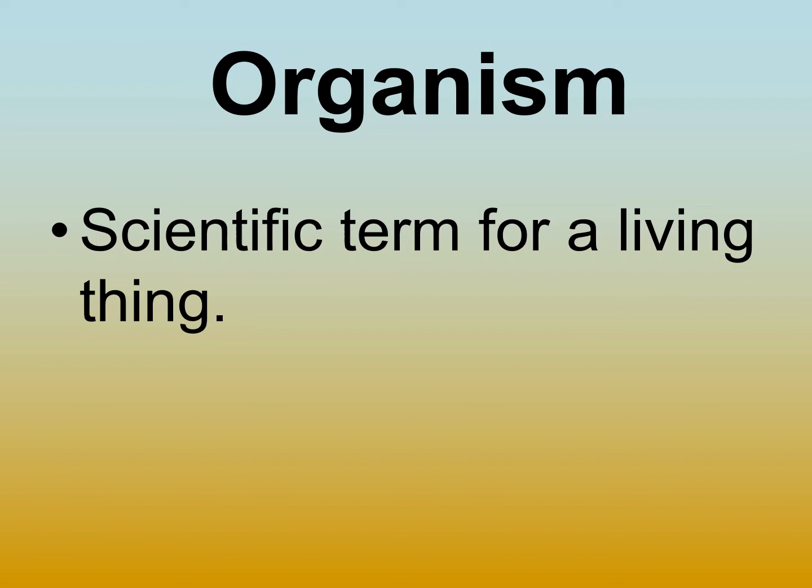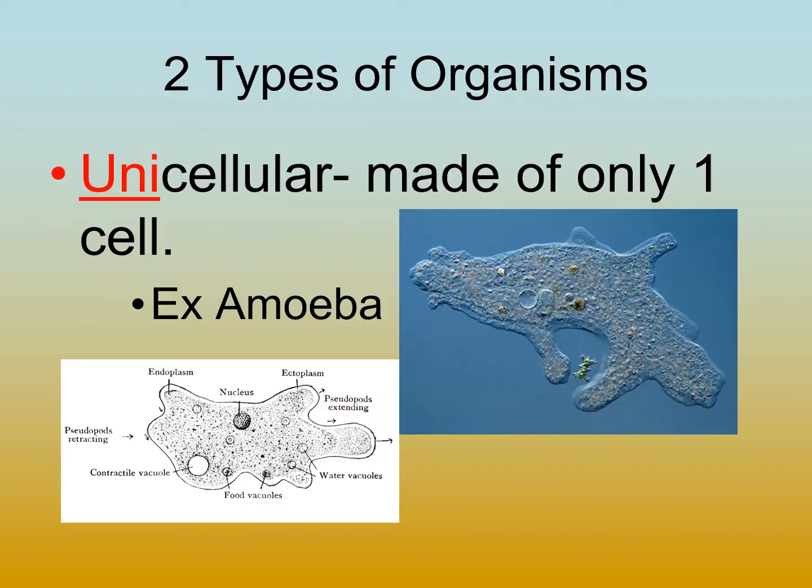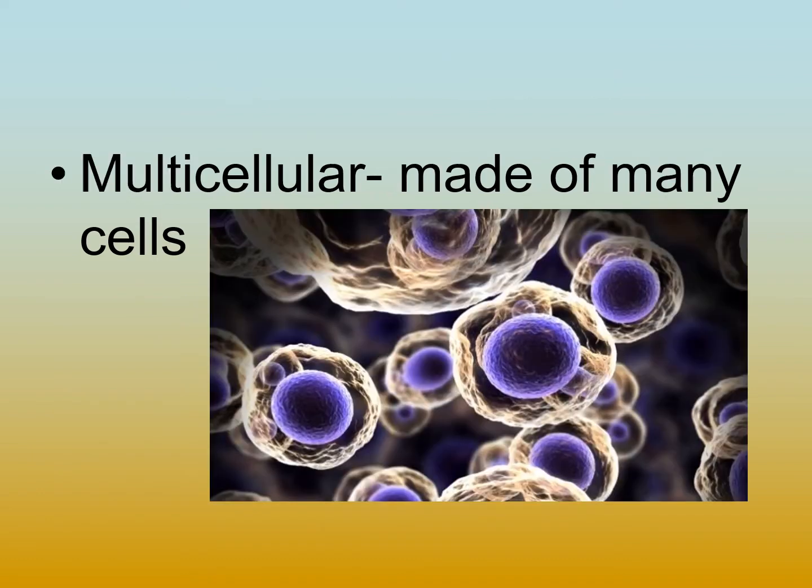So our vocabulary that we want to go ahead and get out there, and use the scientific vocabulary as we're talking about life. The first one is organism. This is a scientific term that means a living thing. There are two kinds of organisms. You can have an organism that's unicellular, which means it's made of only one cell, or you can have an organism that's multicellular, made of many cells. And we've talked about this over and over, the different types of cells and things like that. This is just a quick review.